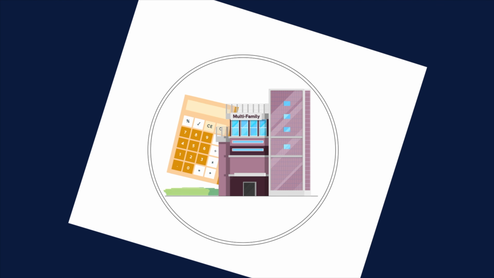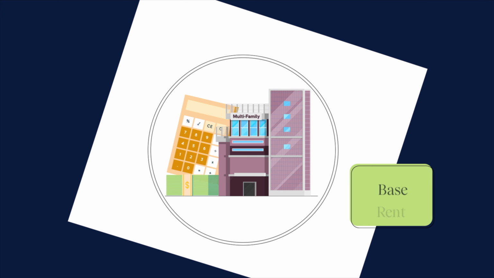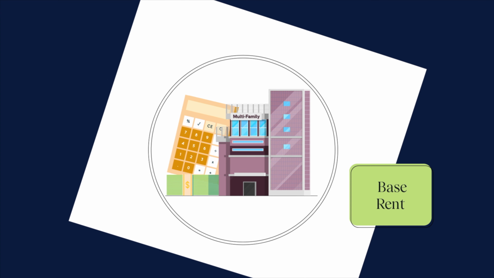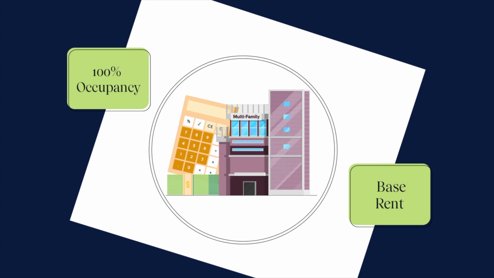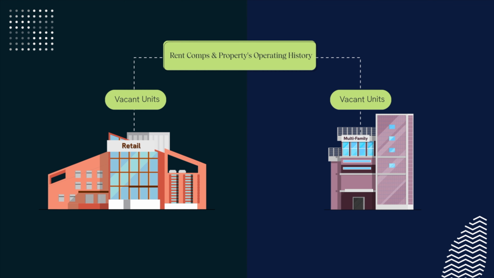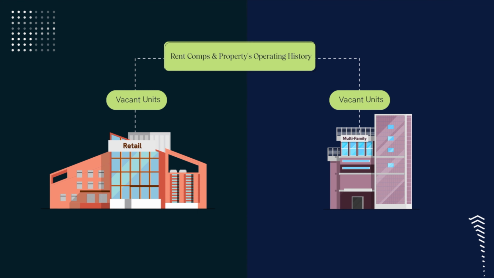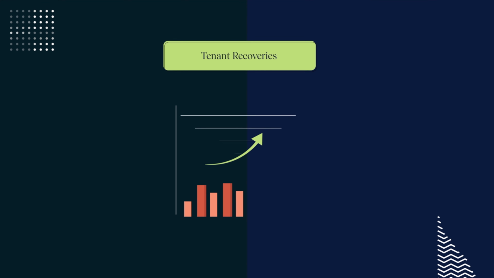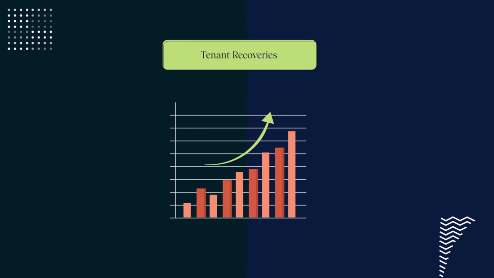To accurately estimate income for a property, factors beyond base rent should be considered, and potential income should reflect 100% occupancy. If the property is not fully occupied, income for vacant units can be estimated based on rent comps and the property's operating history. Recoveries from tenants can also increase with occupancy.